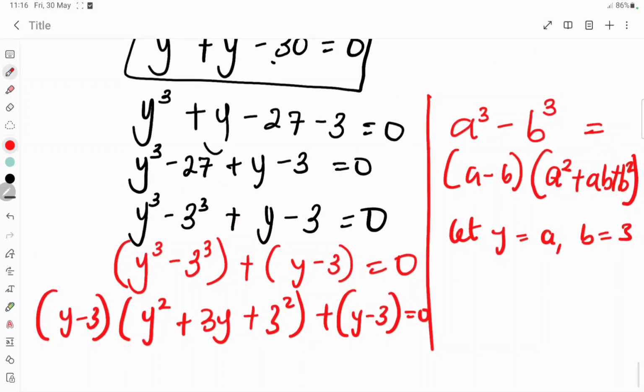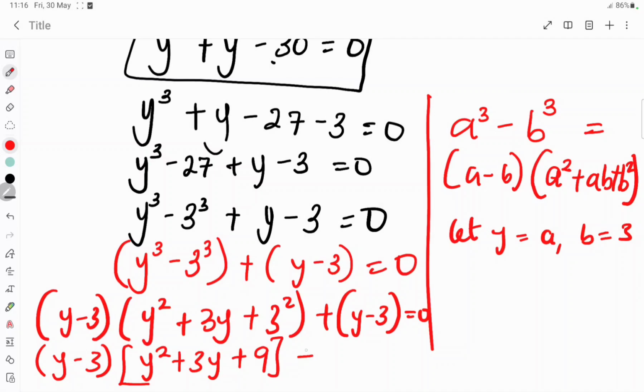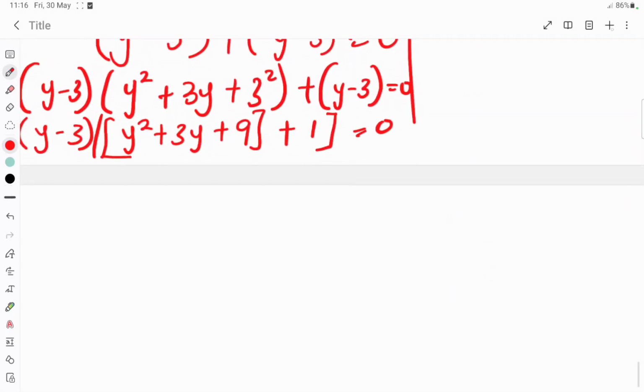If you agree with this, what are we having now? All we have to do is that y minus 3 is common. So we factor out y minus 3. We are left with y squared plus 3y plus 3 squared, which is 9, then plus, since we factored out y minus 3, we are having it to be 1. And that's what we have, and this is equals to 0. Hope you are following.